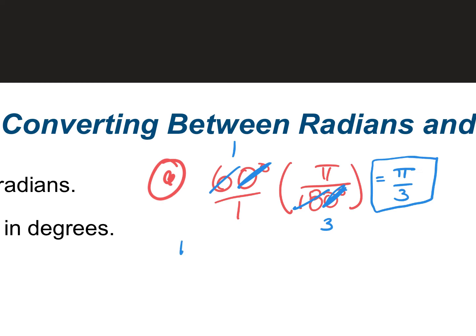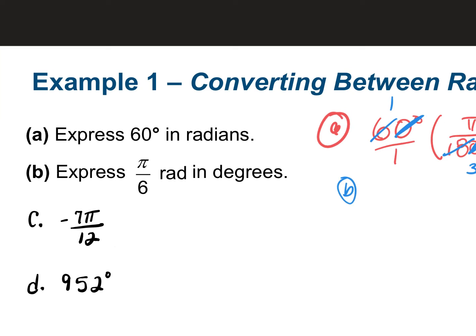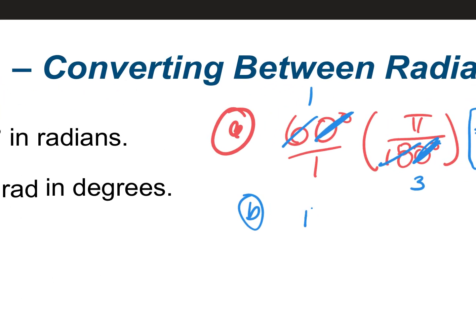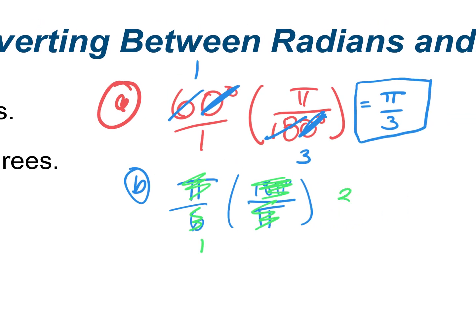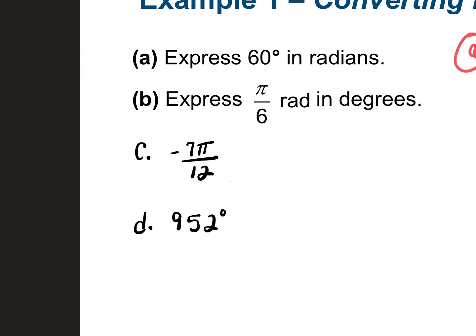So letter B is starting off in what? Radians. It's pi over 6. So that means I want to go to what? Degrees. So where would I put pi so that it cancels out? On the bottom. Where would I put degrees? On the top. So pi cancels with pi. What number goes into both 6 and 180? 6 goes into 6 once. 6 goes into 180 30 times. So I have 30 degrees. That's it.